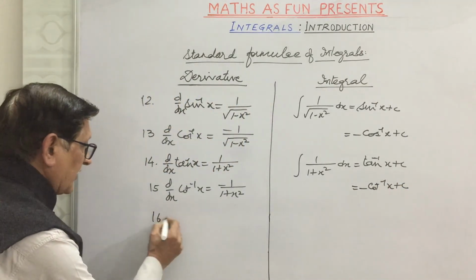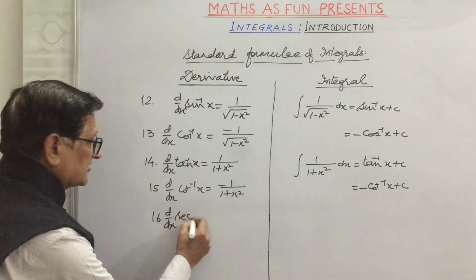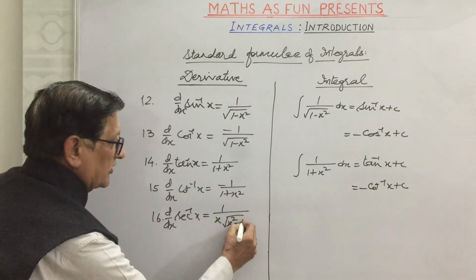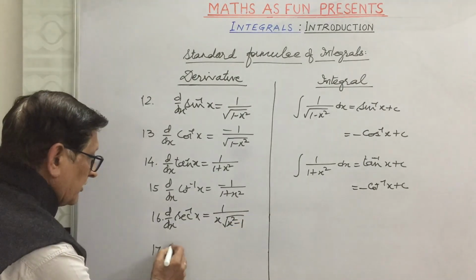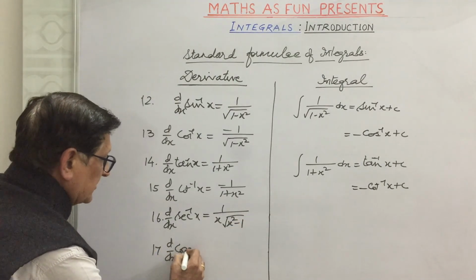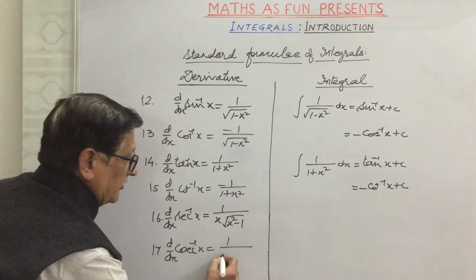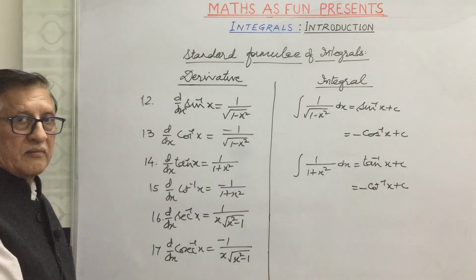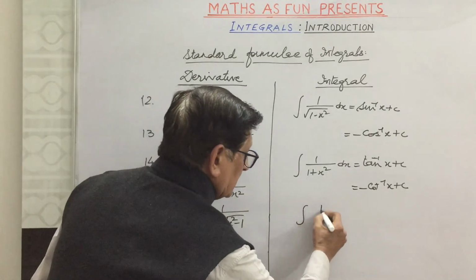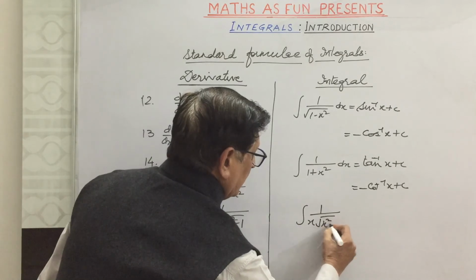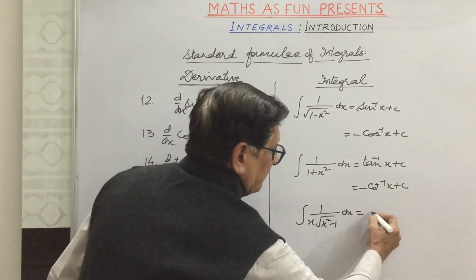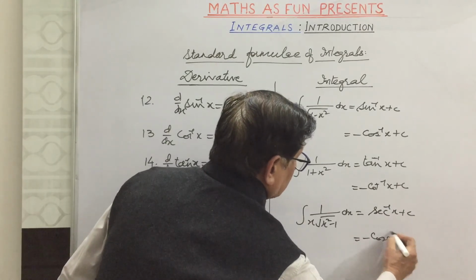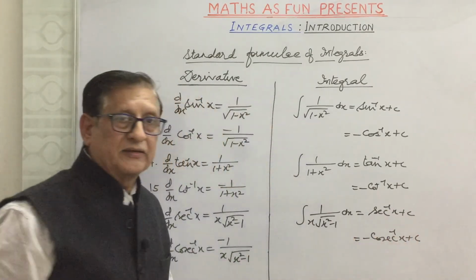Next two formulae we have d by dx of sec inverse x is equal to 1 upon x into root of x square minus 1 and d by dx of cosec inverse x is 1 upon x into root of x square minus 1 but with a negative sign. So here integration of 1 upon x root of x square minus 1 will be sec inverse x plus c, or we can write minus cosec inverse x plus c.